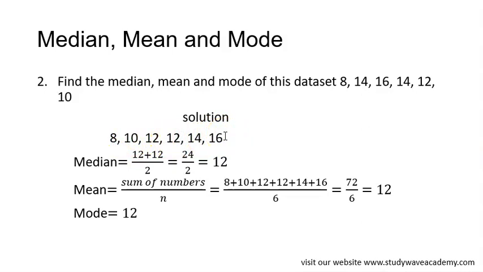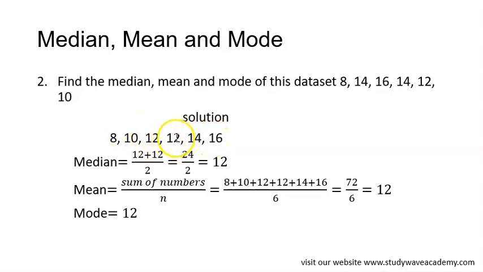Now we look for the median. How many numbers do we have here? 1, 2, 3, 4, 5, 6. We have 6 numbers. 6 is an even number, so the middle numbers will be 2. Okay? So 12 and 12 is the middle number. There are 2 numbers before this first 12, and there are 2 numbers after the second 12. So this is the middle of this set, okay?